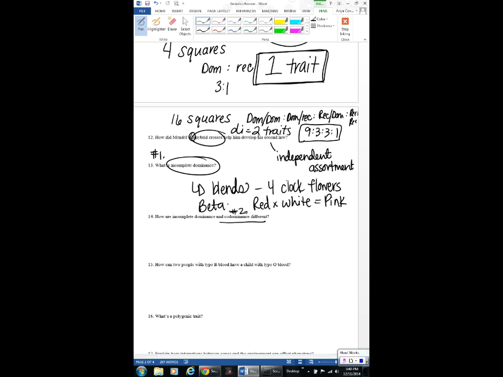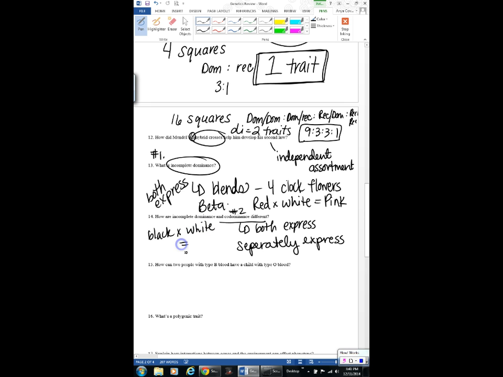Okay, so codominance is our second one, and codominance is different because instead of being blended, they are both expressed in the same way, so these are both expressed. However, they are different because the codominance usually has them separate. So this was the example of the black and white chicken making the black and white spotted chicken.